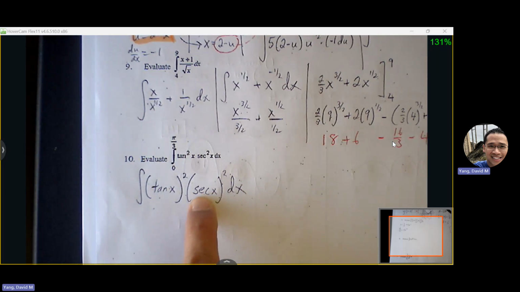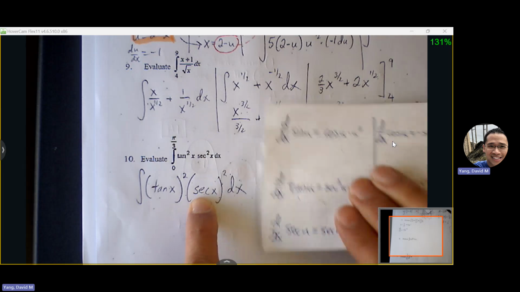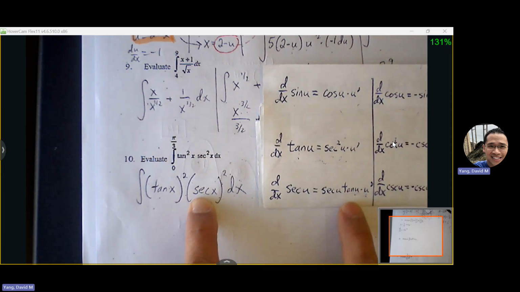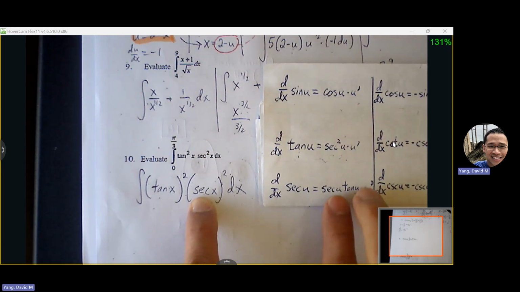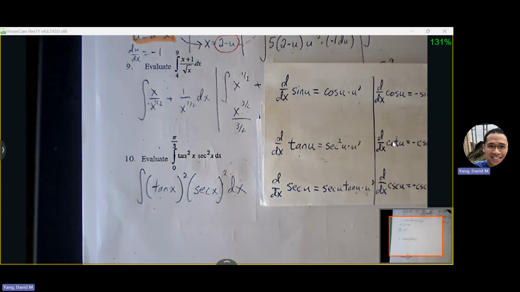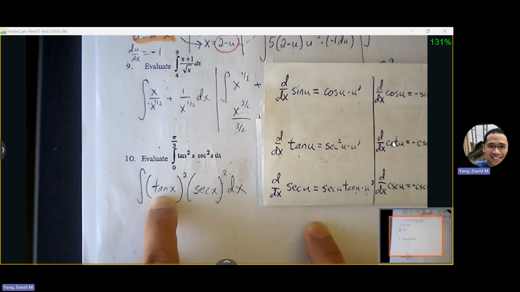But if you choose secant, secant is not as good of a fit because the derivative of secant is secant tangent. So I would need something that is secant tangent waiting for me to cancel out. I don't have a secant tangent waiting for me. I have a tangent squared. That's not a perfect fit there.